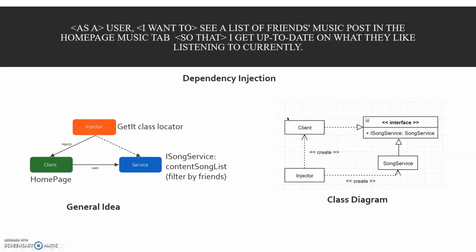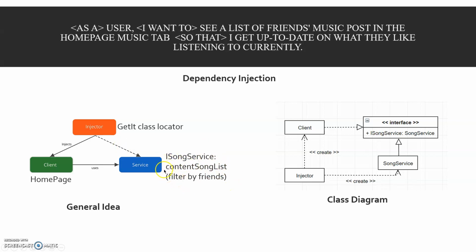As a user, I want to see a list of friends' music posts in the home page music tab, so that I get up to date on what they like listening to currently. So here we use dependency injection, where we have the getIt class locator injector in the main program folder, and then we have the client homepage where we inject the data by hooking up the service. The service is hooked up to the injector, and we inject that dependency for that iSong service, which is hooked up to the song model.